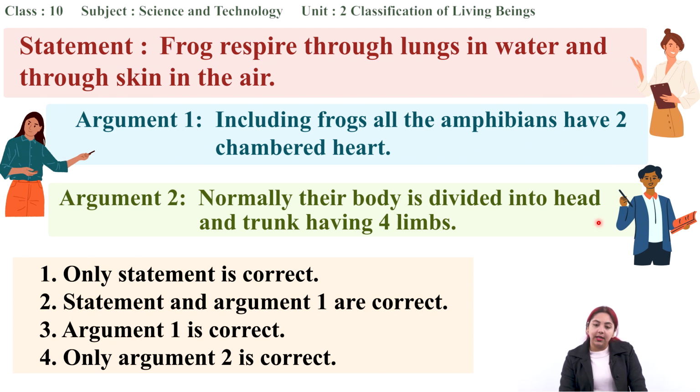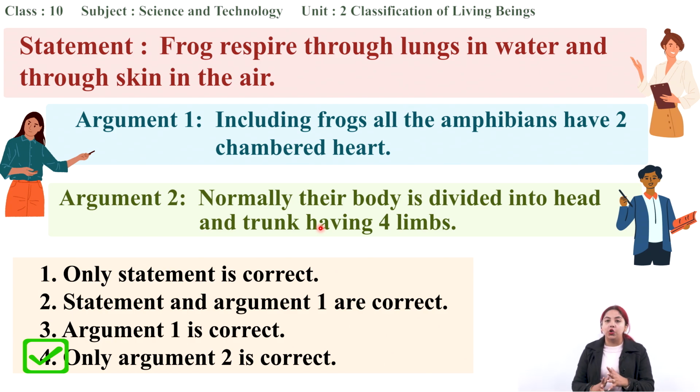Now let us see if he is correct or not. Normally their body, that means the body of the frog, is divided into head and trunk, having 4 limbs. Is this correct? Yes, it's correct, because we studied that the body of the amphibians is mostly divided into head and trunk, and there are some examples of amphibians that have tails as well, for example, salamanders. So this statement is correct, and we also studied that they have 2 pairs of limbs, that is 4 limbs in total. So the second argument is correct. So only argument 2 is correct.